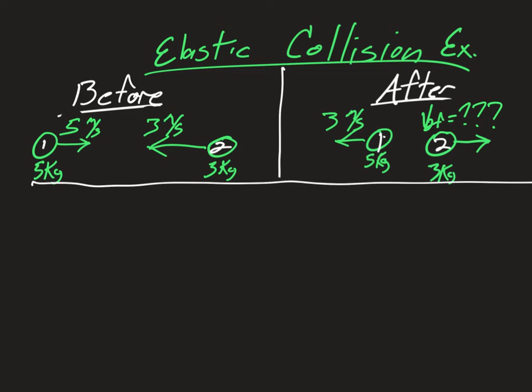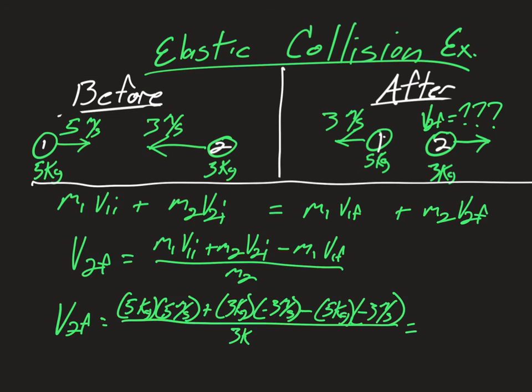Afterwards, after the collision, we see that the 5 kilogram object is now moving in the opposite direction at 3 meters per second, and we don't know what the velocity is of the 3 kilogram object. I would go ahead and speculate that it would need to be a positive velocity, but even that is kind of up in the air right now. We'll see what it comes out to mathematically.